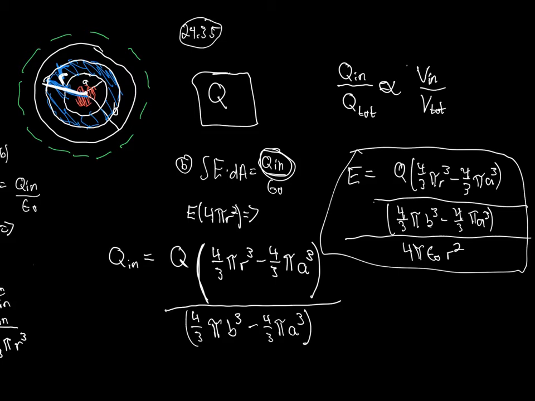That's the difference between 33 and 35. In 33, you do the scaling all with the rho. In 35, you have to do this ratio scaling: Q in over Q total equals V in over V total, and solve for Q in. Questions on that? No? Okay.